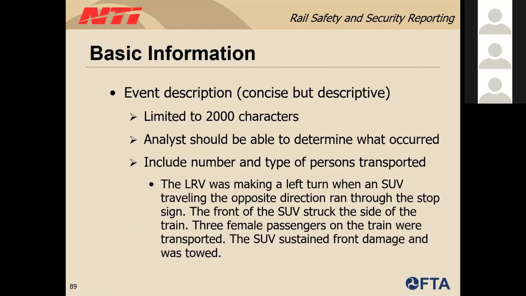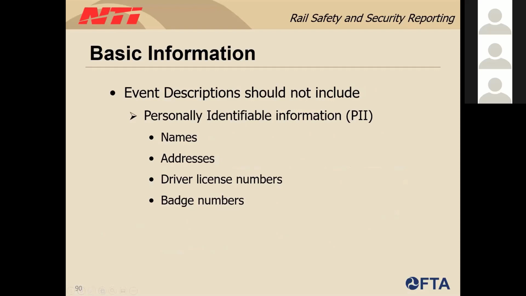The description should be concise but descriptive so that the analyst can understand what occurred, how it occurred, and should include the number and type of injuries or fatalities, and if any vehicle was towed. Event description should not include any personally identifiable information, such as names, addresses, badge or driver's license numbers, and so on. However, do continue to include ages and genders. This helps us validate your reports.